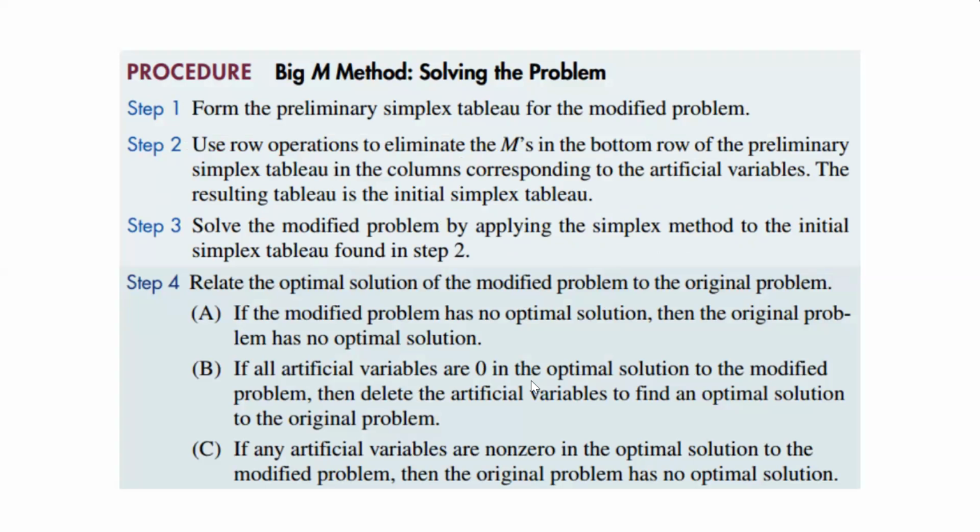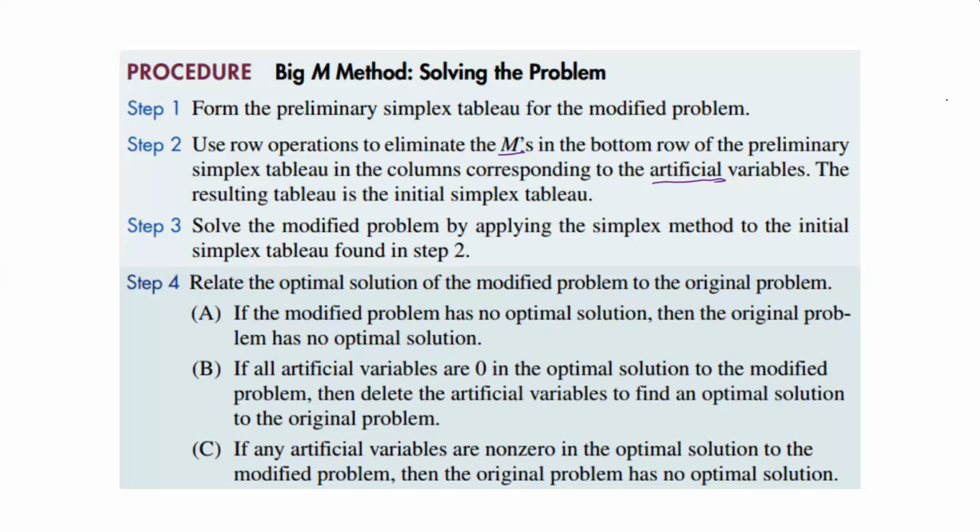Now, the procedure for the Big M method for solving the problem: first we form the preliminary simplex tableau for the modified problem. We use row operations to eliminate the M's in the bottom row of the preliminary simplex tableau and the columns corresponding to the artificial variables. So that's kind of the key here. If there's an artificial variable, we can't have the M's at the bottom. So we have to do row operations to get rid of all those. And like I said, sometimes you'll have one, two, maybe three. So it all depends on the problem size.